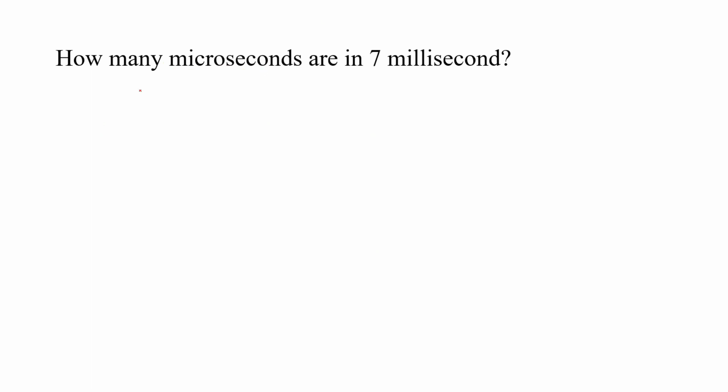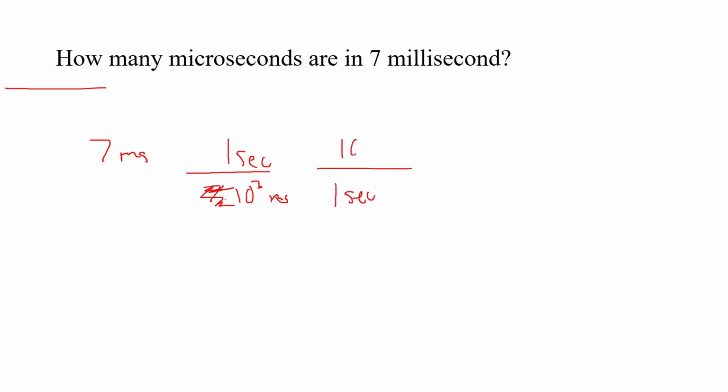So we're going to do milliseconds to microseconds. Same exact thing. 7 milliseconds. We want to convert this back to seconds. So it's 10 to the 3rd milliseconds per 1 second. And we want to go into microseconds, which is 10 to the 6th. So we are looking at 7 times 10 to the 6th over 10 to the 3rd, or 7,000 microseconds.